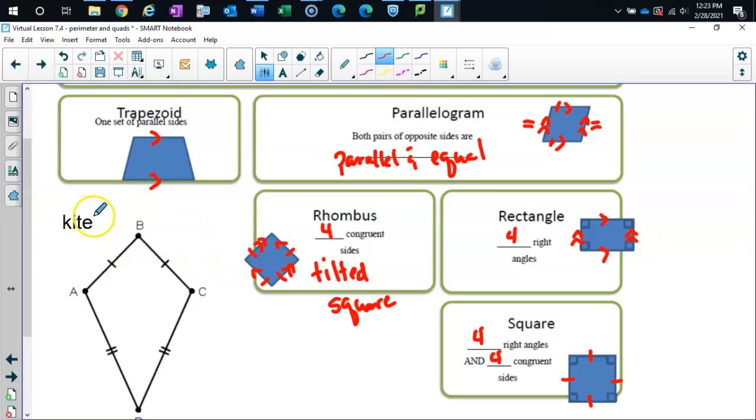All right, this is another quadrilateral. It is called a kite. A kite looks like a typical kite that you would think of flying, and these 2 sides are congruent to each other, and these 2 sides are congruent to each other. That is what a kite looks like.